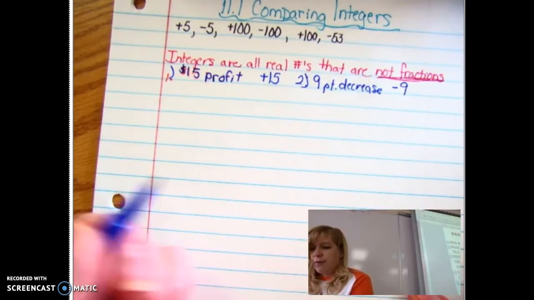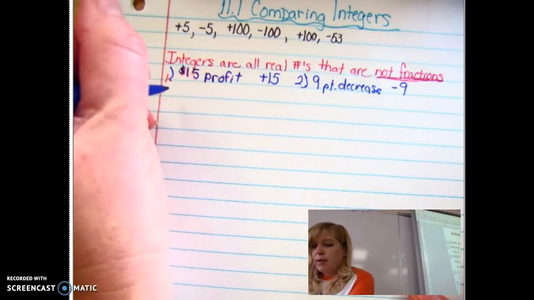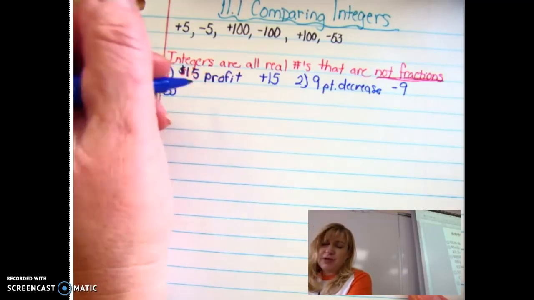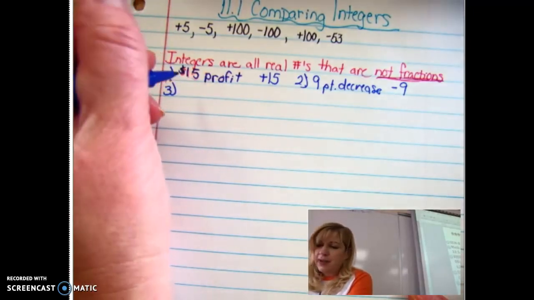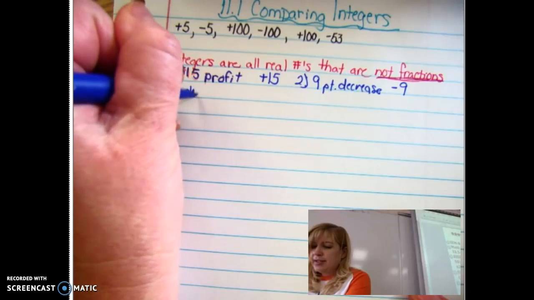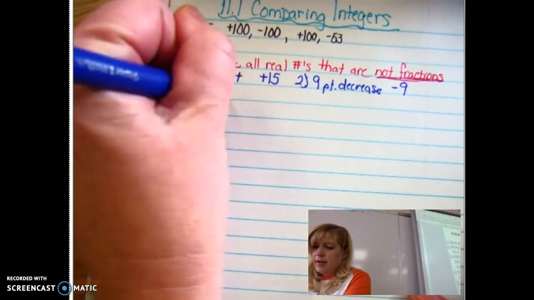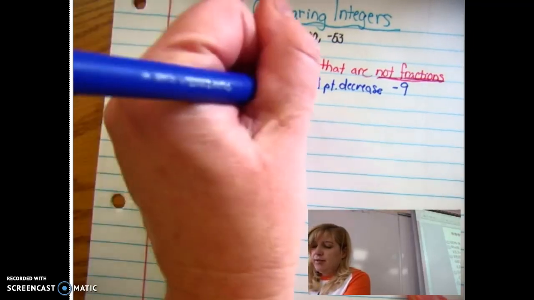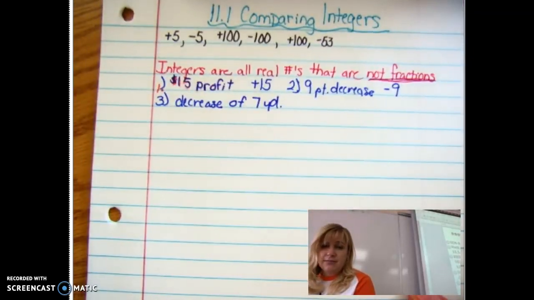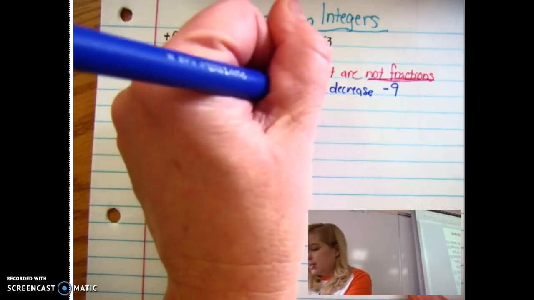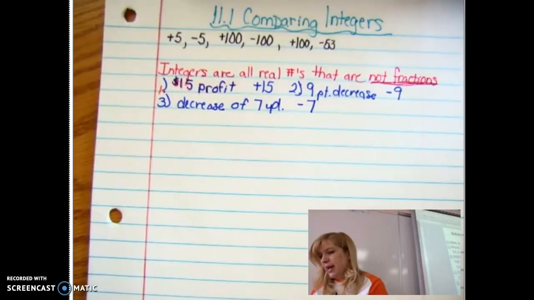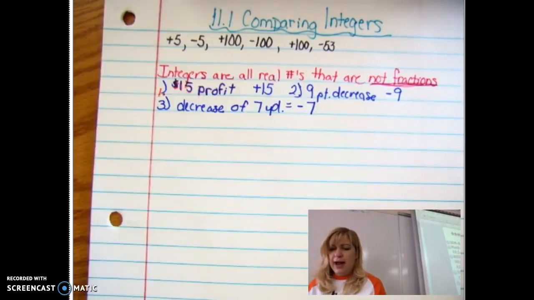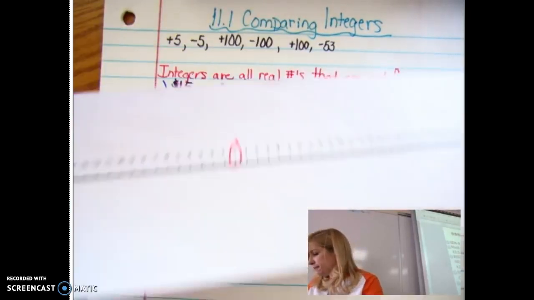If you are playing football, because I don't know anybody in this class that plays football, let's say you lose yardage on a play, and you have a decrease of 7 yards. What do you think that would be? Obviously, -7. This is not a difficult concept when you think about where you're at on the number line.